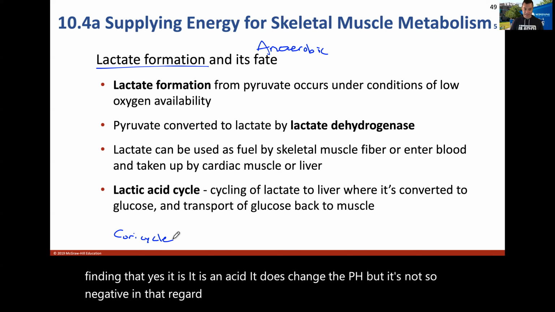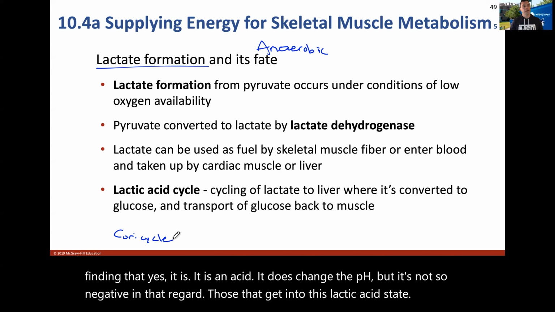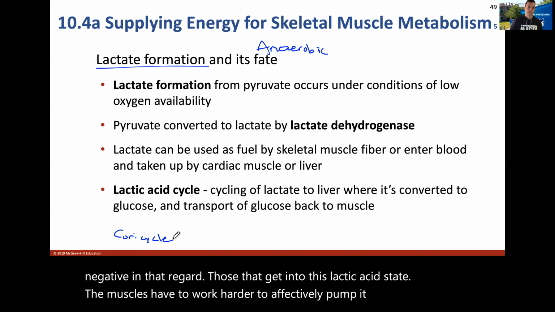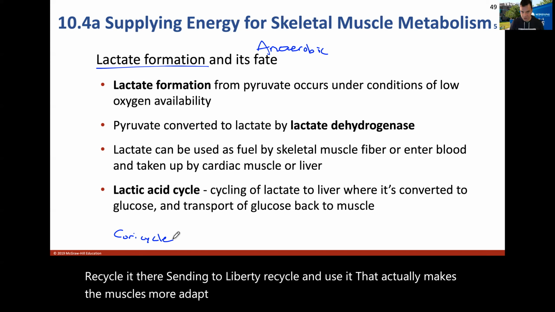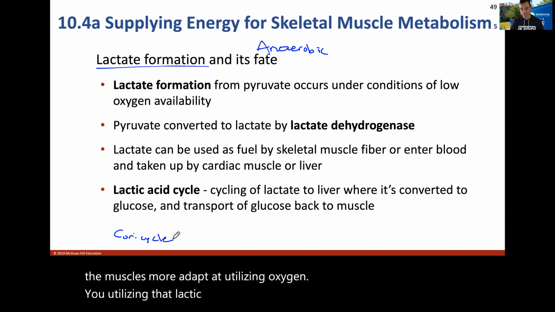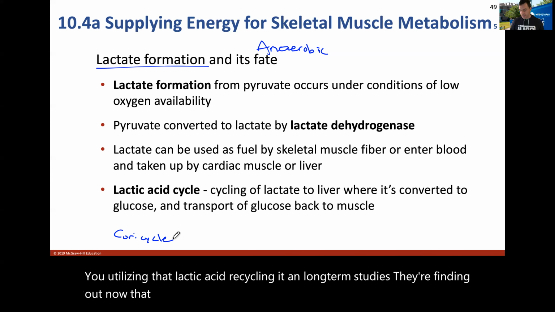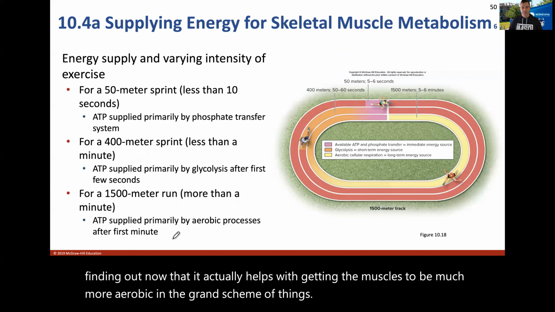Those that get into this lactic acid state, the muscles have to work harder to effectively pump it out, recycle it there, send it to the liver to recycle it and use it. That actually makes the muscles more adept at utilizing oxygen, utilizing that lactic acid, recycling it. And in long-term studies, they're finding out now that it actually helps with getting the muscles to be much more aerobic in the grand scheme of things.